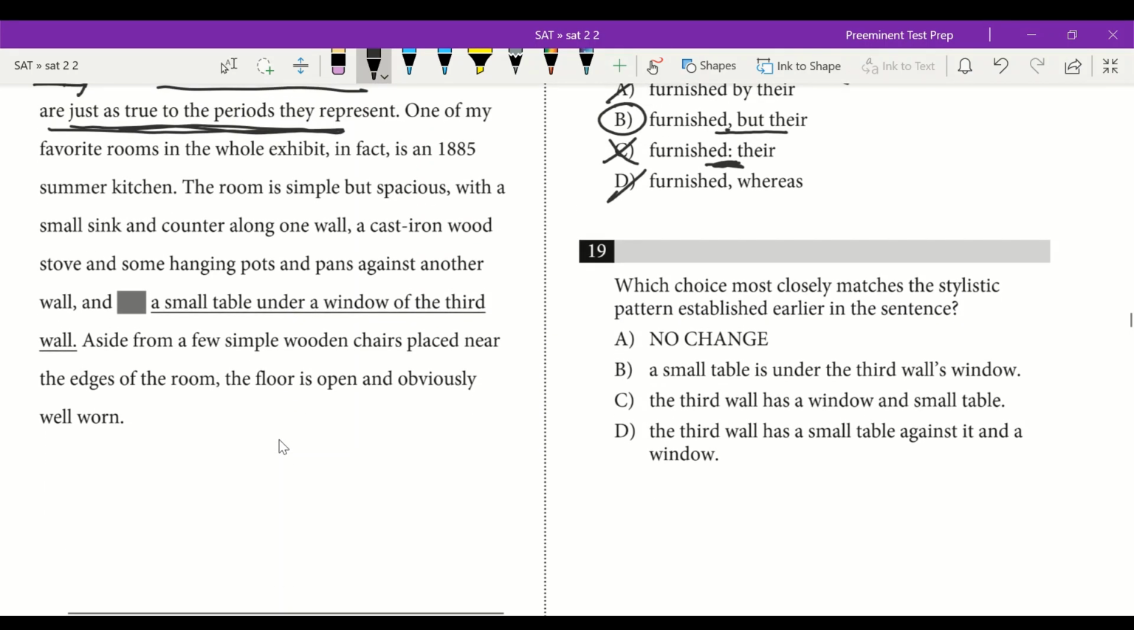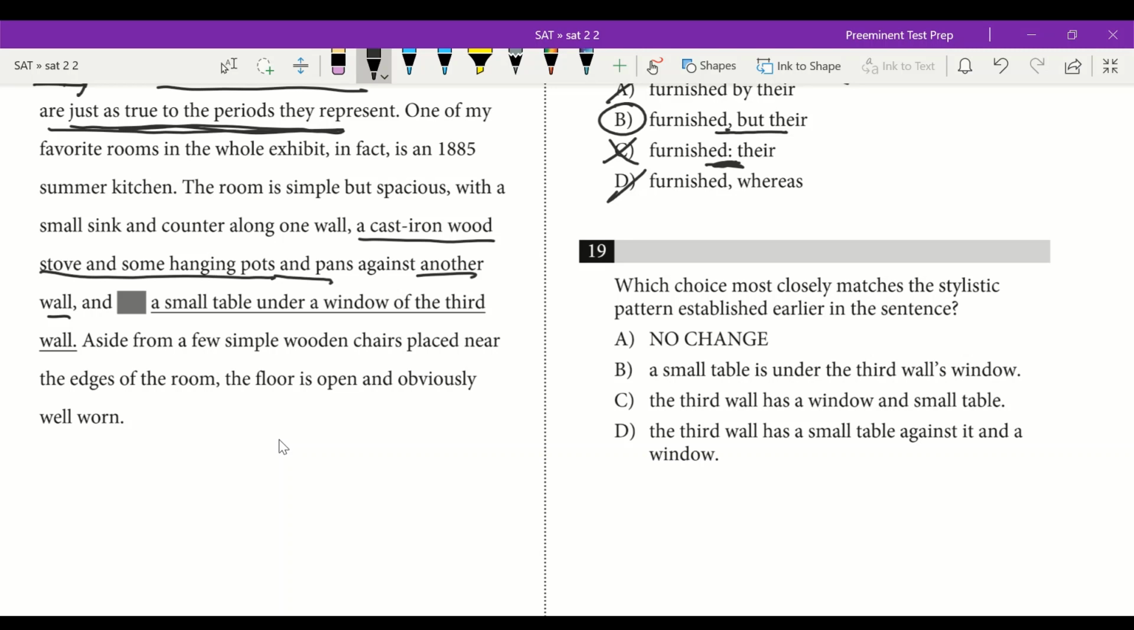One of my favorite rooms in the whole exhibit, in fact, is an 1885 summer kitchen. The room is simple but spacious, with a small sink and counter along one wall, a cast iron wood stove and some hanging pots and pans against another wall, and a small table under a window of the third wall. Well, what do I see here? There's a pattern. If you didn't pick it up on your first read, that's okay, just make sure you go back. What did I pick up on? We have a cast iron wood stove and some hanging pots and pans against another wall. So we have objects, wall.